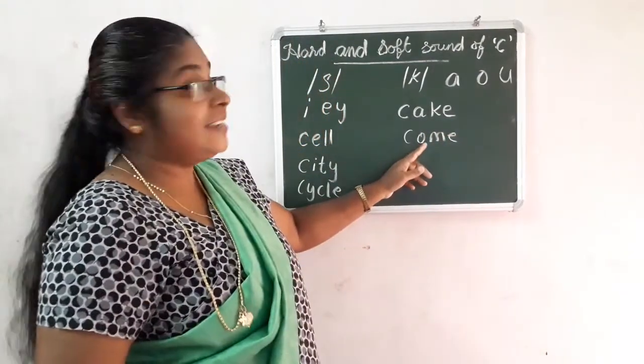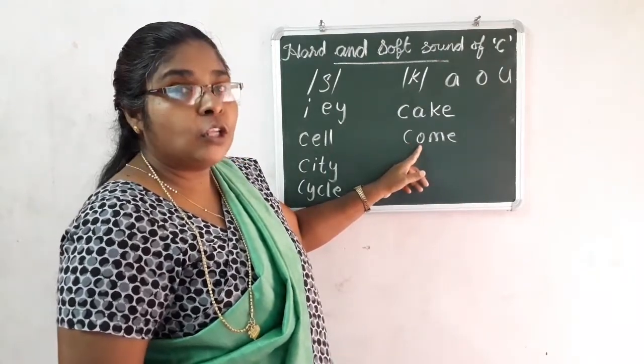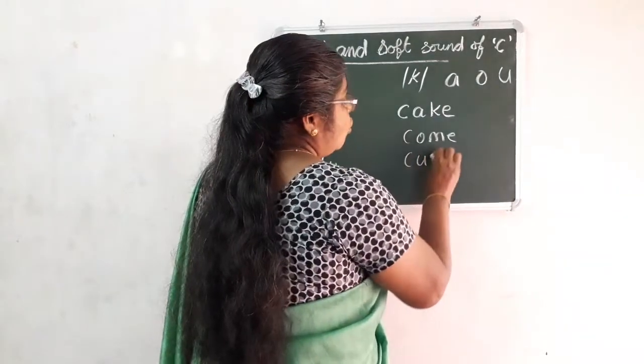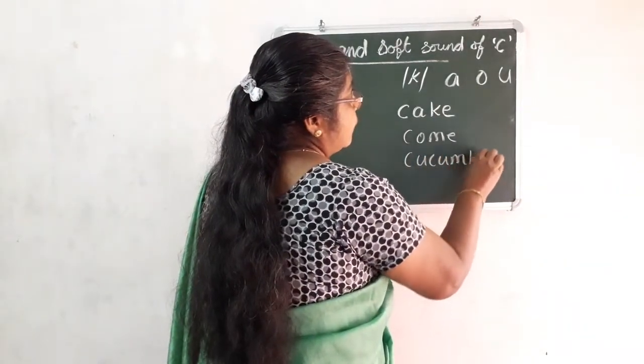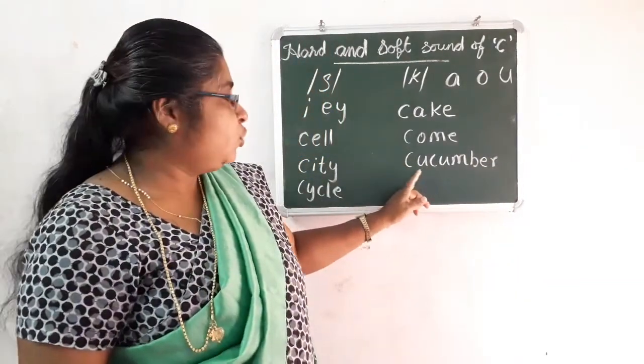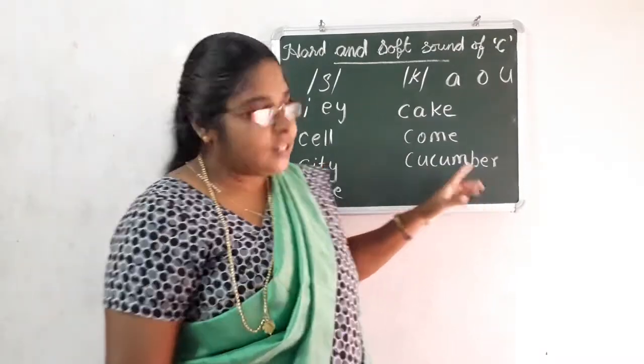Here also C. സിയുടെ ശബ്ദം ക ആവുന്നു. സി കഴിഞ്ഞ് O വന്നിരിക്കുന്നു. കം. ഓക്കെ, നെക്സ്റ്റ്. കുക്കുംബർ. സി കഴിഞ്ഞ് യു വന്നിരിക്കുന്നു. അതുകൊണ്ട് cucumber.